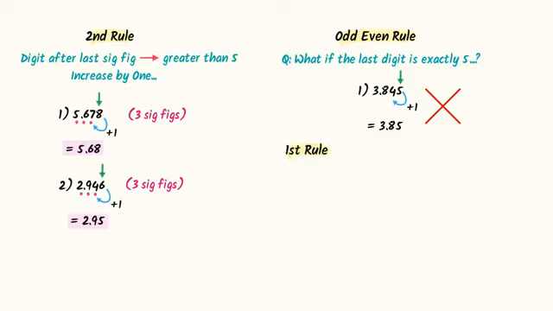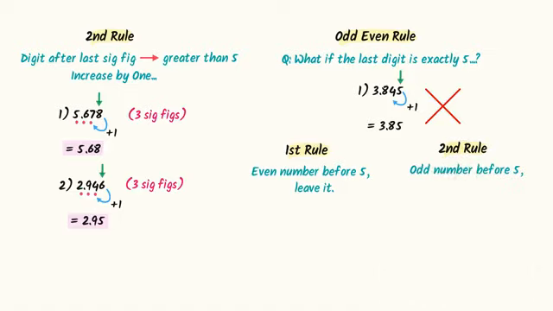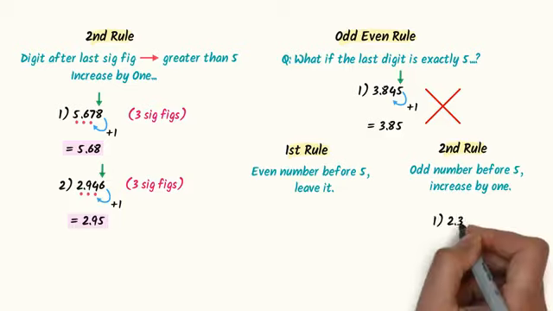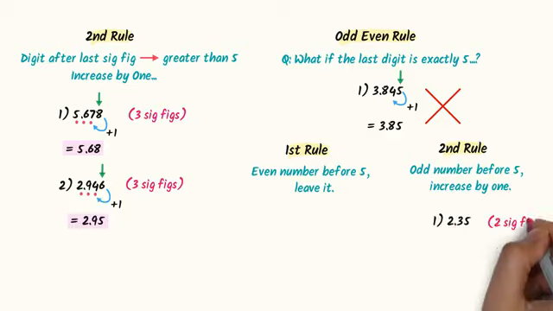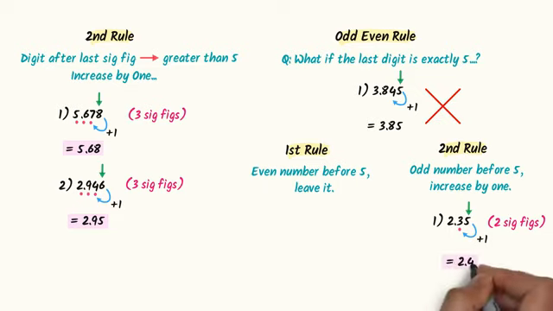Here is the rule. If that digit is even, do nothing, leave it exactly as it is. If that digit is odd, increase it by 1. For example, consider 2.35 rounded to 2 significant figures. Here, the last digit is 5. Step back from the 5. The digit before it is 3. Is 3 even or odd? It is odd. So we increase it by 1. I mean 3 becomes 4. So the final answer is 2.4.